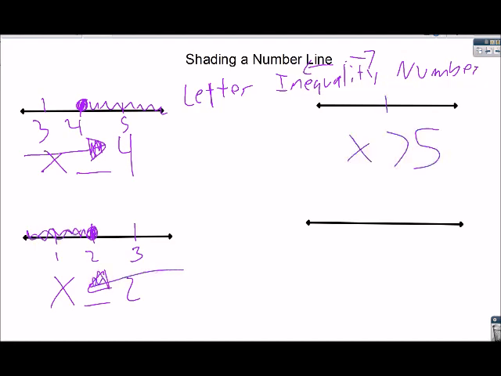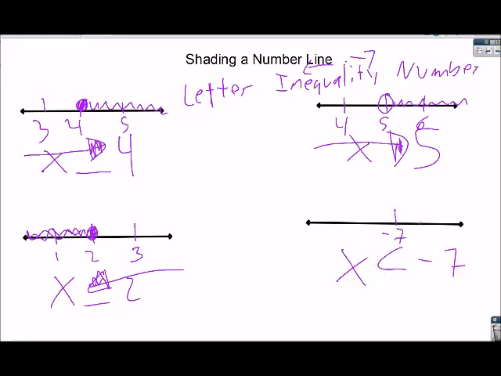I go to my number in question. 1 above, 1 below. It can get super close to 5, but it cannot be 5. There's no or equal to. So I have to do an open dot. And any number bigger than 5. So 6, 7, 8 are all good answers. And there's my arrow to point to that direction.